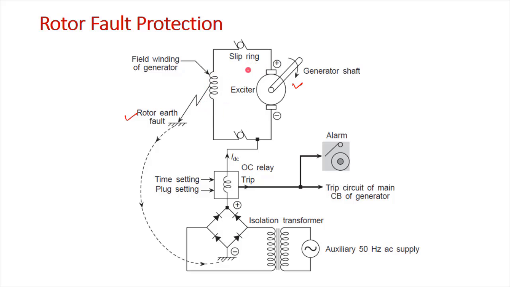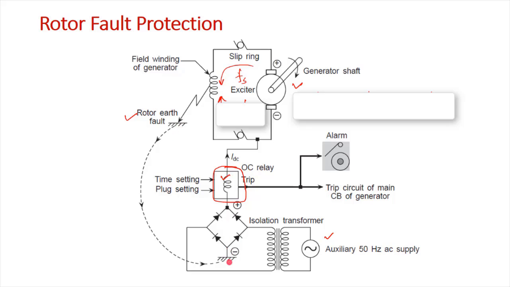So what will happen now when the fault happens? In this case, the mechanism for protection is that there is some auxiliary supply we supply through an isolation transformer through a rectifier bridge, and it is connected to the field circuit through the overcurrent relay, right? So this overcurrent relay detects when some current passes through it, because another terminal of the rectifier is earthed, and when such a short circuit happens to earth, there is a path of current which flows through this overcurrent relay, and when the overcurrent relay detects this, it gives the trip command to the circuit breaker of the generator, and also it gives signal to the alarm circuit. So this is how the rotor fault protection works, right?